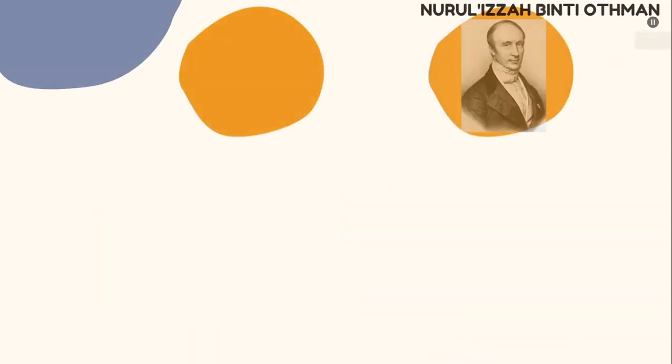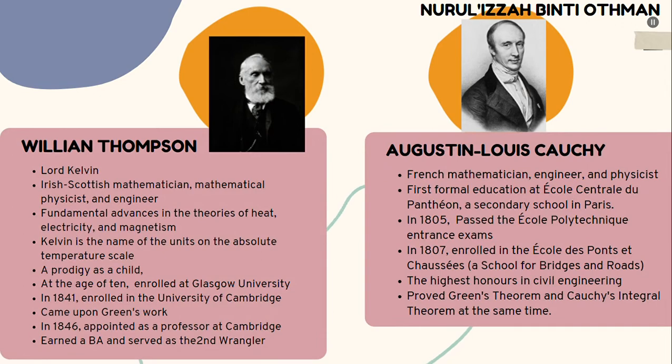Thomson is also known as Lord Kelvin. William Thomson was an Irish-Scottish mathematician, mathematical physicist, and engineer. Kelvin pursued physics and engineering for the rest of his life by making fundamental advances in the theory of heat, electricity, and magnetism. Kelvin is the name of the unit on the absolute temperature scale.